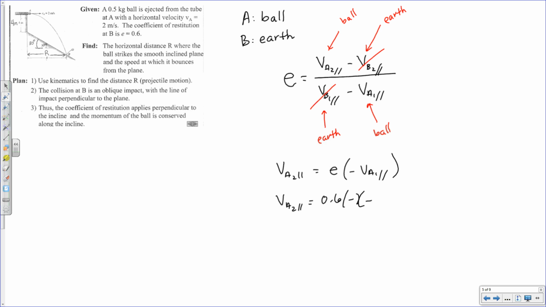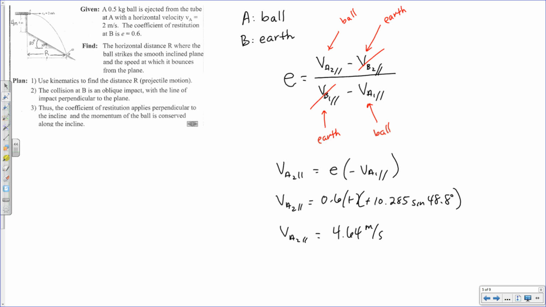VA1 parallel, which was the velocity of the ball as it's coming into the ramp itself. This was negative 10.285 sine of 48.8 degrees. So these negatives cancel out with one another. We're left with VA2 in the parallel direction equal to 4.64 meters per second. So the problem is asking us for the final speed after it bounces off the ground.